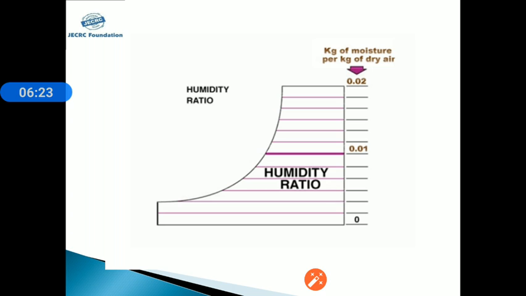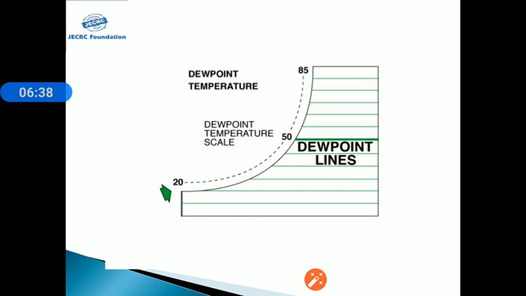Now humidity ratio, or we can say specific humidity or humidity, is shown on the right hand side of the psychrometric diagram. They mention here 0.01, 0.02. Dew point temperature: the horizontal line indicated in the curve is called the dew point temperature. Here it is mentioned from 20, 50, 80, etc.